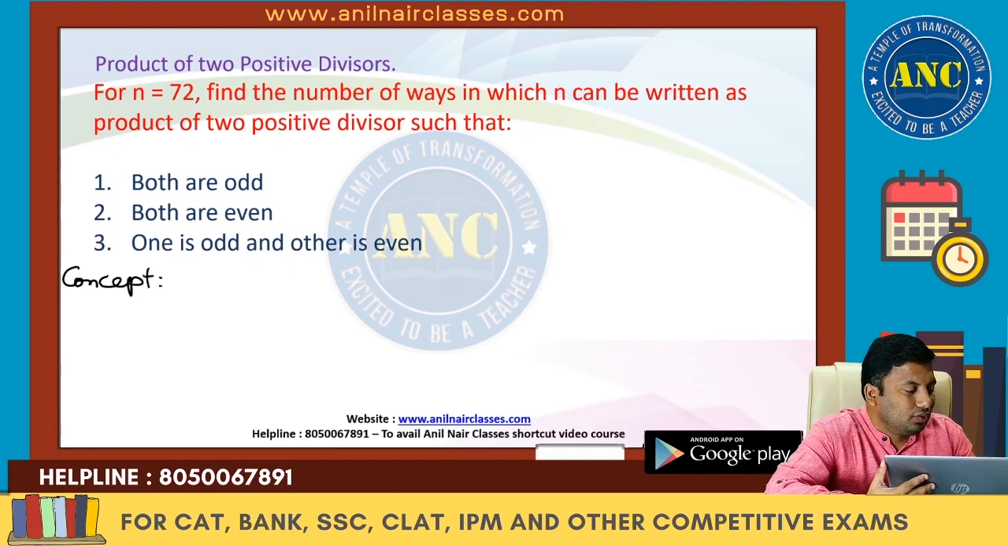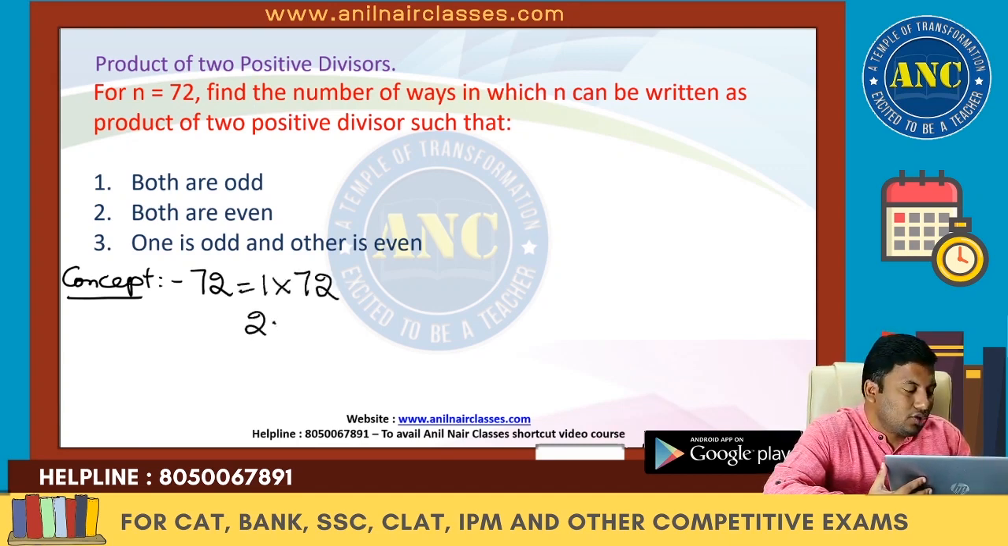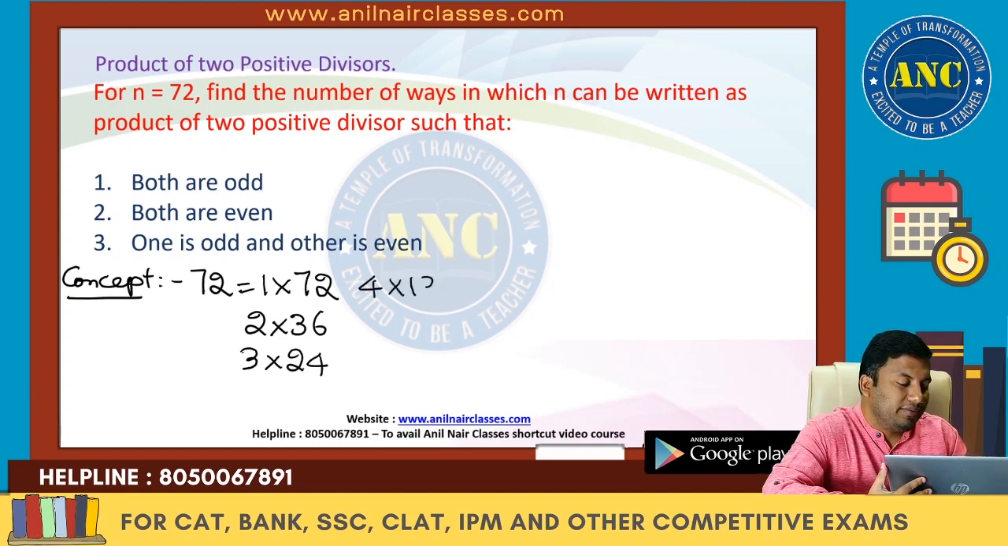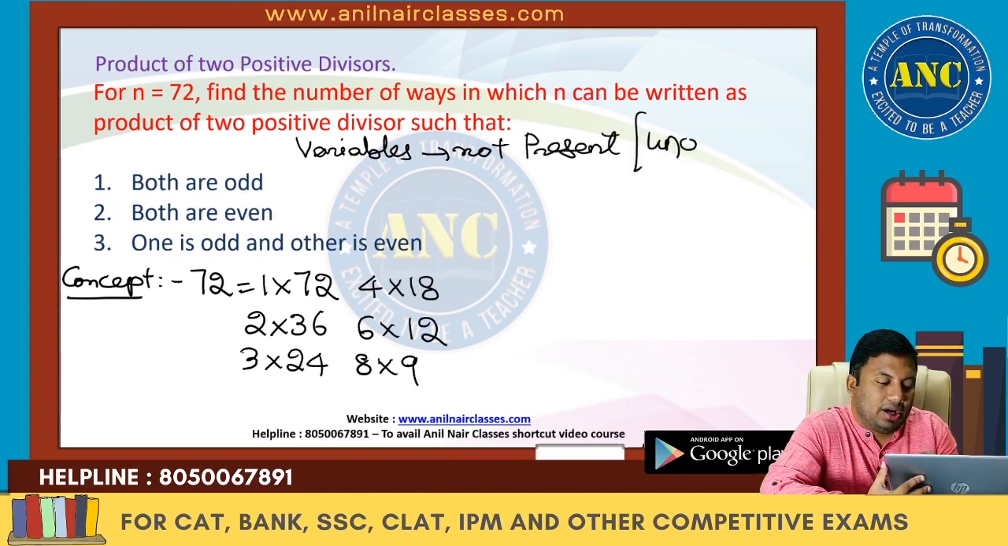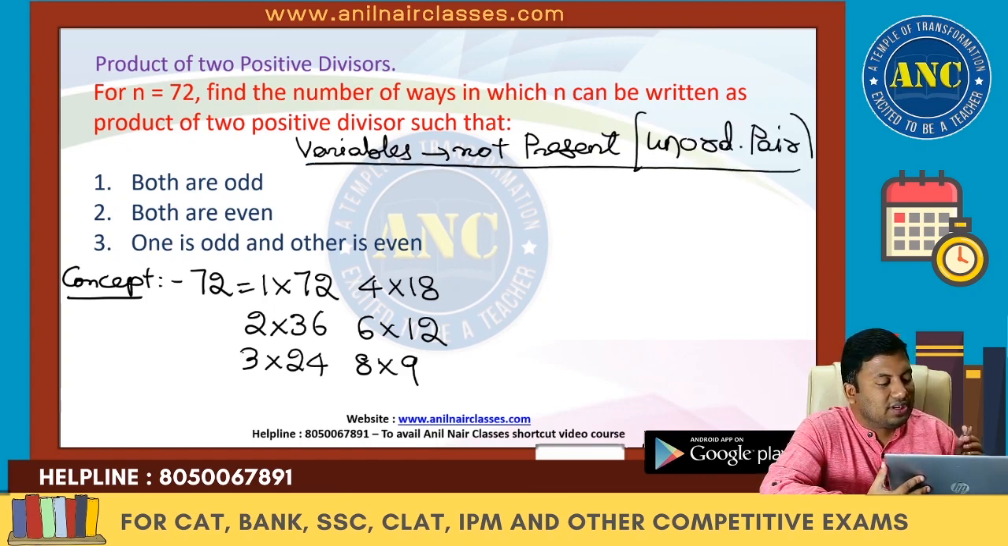Concept. 72 can be written as 1 into 72, 2 into 36, 3 into 24, 4 into 18, 6 into 12, 8 into 9. First thing, variables are not present. If variables are not present, this is an unordered pair case. This is the first observation.